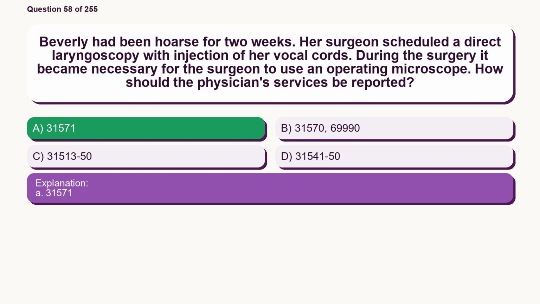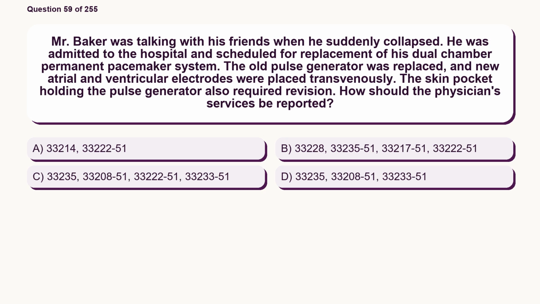Question 59. Mr. Baker was talking with his friends when he suddenly collapsed. He was admitted to the hospital and scheduled for replacement of his dual-chamber permanent pacemaker system. The old pulse generator was replaced, and new atrial and ventricular electrodes were placed transvenously. The skin pocket holding the pulse generator also required revision. How should the physician's services be reported?